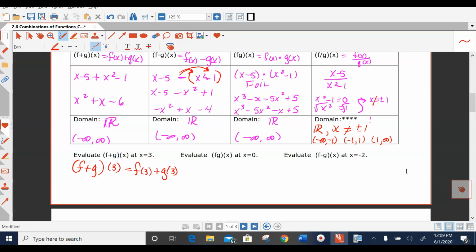So f of 3 plus g of 3. Well, if I go to the f function and plug in a 3, I'll get 3 minus 5. And if I go to the g function and plug in a 3, I'll have 3 squared minus 1. And all I need to do is now perform that operation and find the result. So 3 minus 5 is a negative 2 plus 9 minus 1. So we should get 6 as our result.